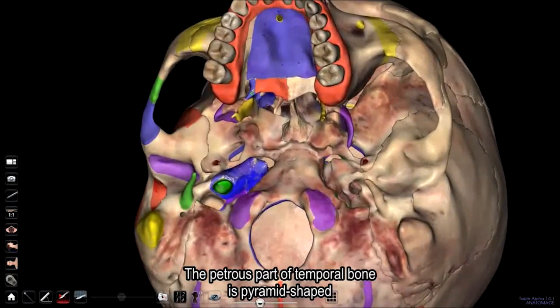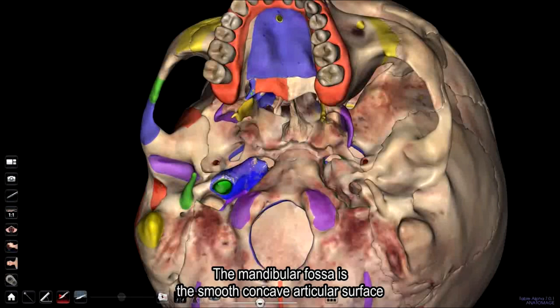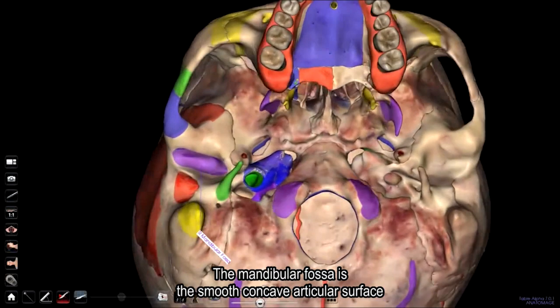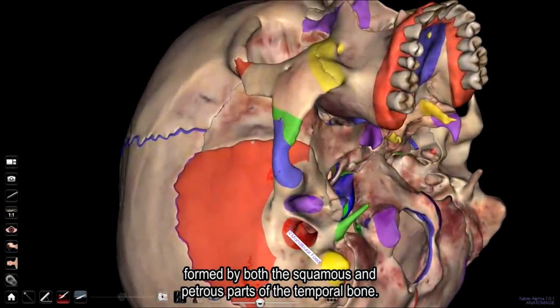The petrous part of temporal bone is pyramid-shaped and is wedged in at the base of the skull between the sphenoid and occipital bones. The mandibular fossa is the smooth, concave articular surface formed by both the squamous and petrous parts of the temporal bone.